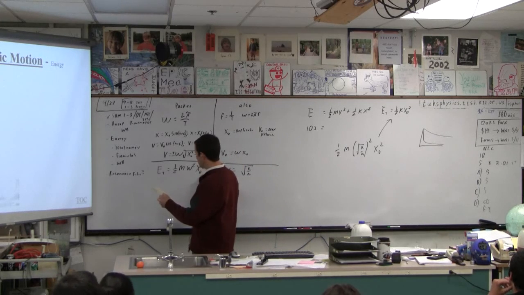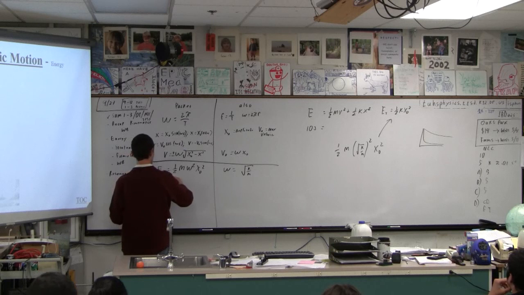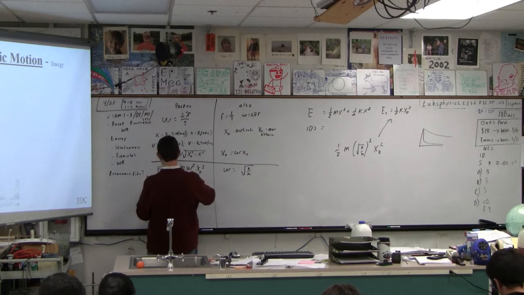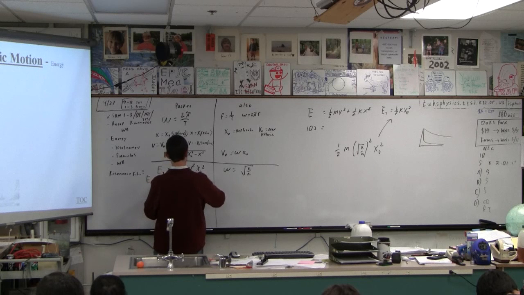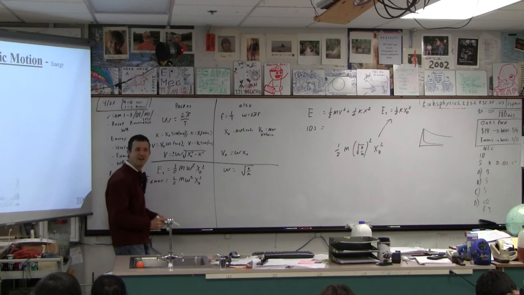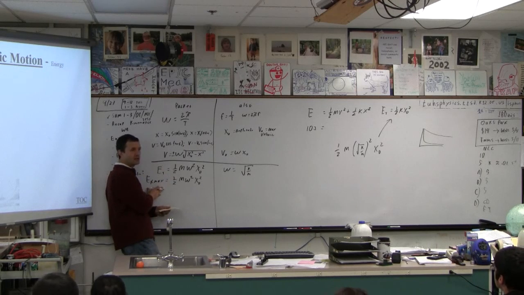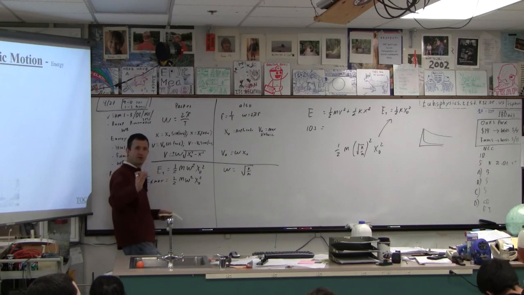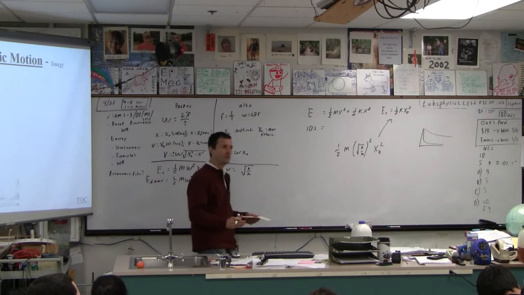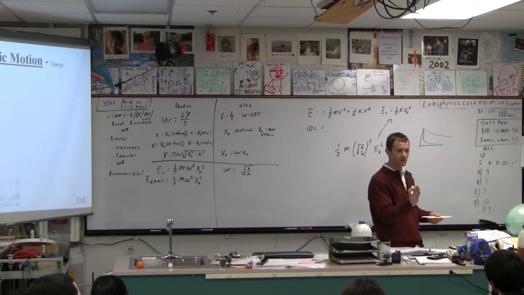And then there's another formula that says the kinetic energy max is 1/2 m omega squared x naught squared. Is that the same formula? Yeah, the total energy is going to be the maximum kinetic energy, isn't it? If it's got 10 joules of total energy, what's the maximum kinetic energy that it will have? 10 joules, because it's going to have that when the potential energy is 0.